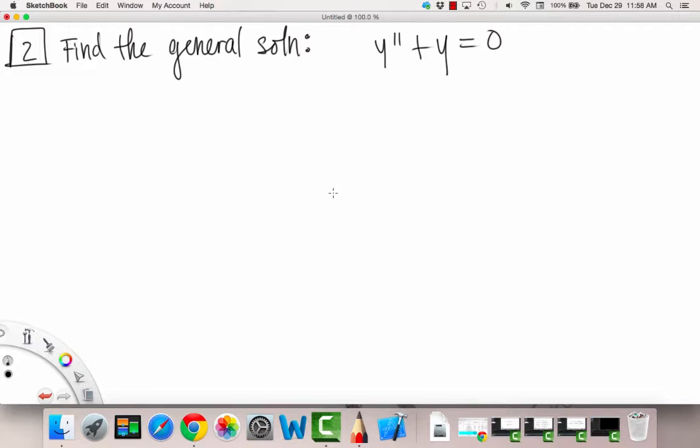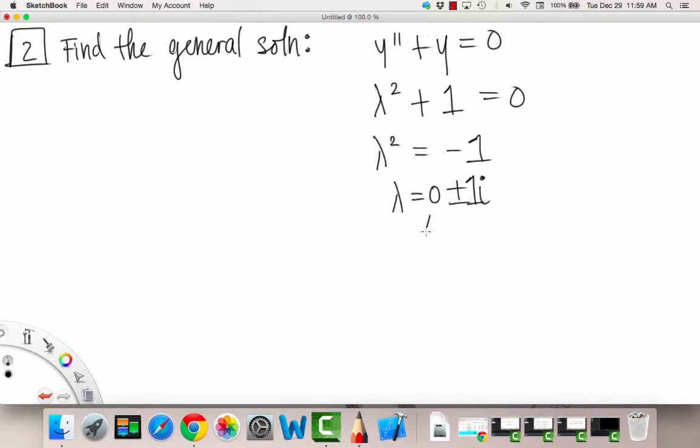Okay, number 2 asks us again to find the general solution. This time our ODE is y double prime plus y is equal to 0. So when we translate that into the characteristic equation, we get lambda squared, and then plus, and this is actually just a 1 here, this is like our q, okay, is equal to 0. So when we solve for this, we get lambda squared is equal to negative 1. So when we take the square root of that, we just get lambda is equal to plus or minus i, okay? So this is like 0 plus or minus 1i.